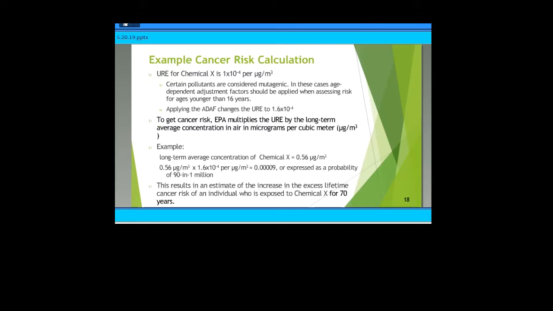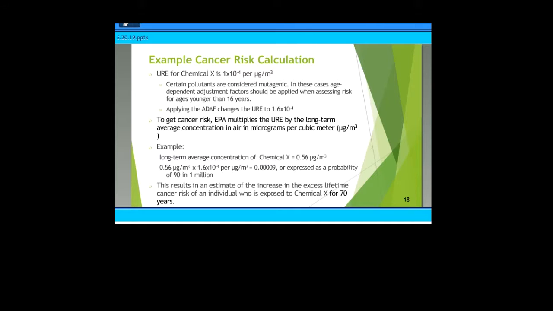So let's do an example. We've got a unit risk estimate for chemical X, and let's just say that it's 1 times 10 to the minus 4, which is per microgram per cubic meter. So your risk, my risk, anybody's risk is 1 in 10,000 essentially for every microgram per cubic meter, a small concentration that we breathe, if we were to breathe that constantly at that same level for 70 years. And so that's this unit risk estimate number.